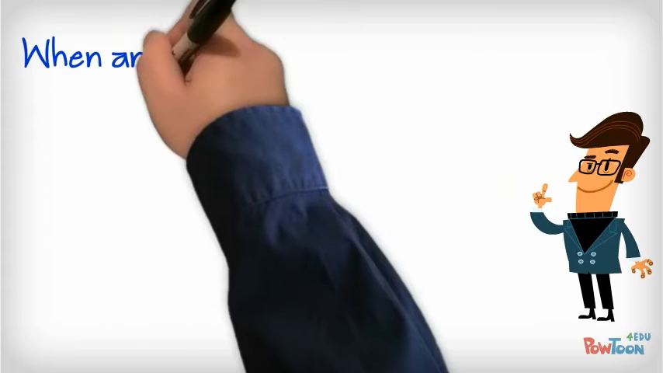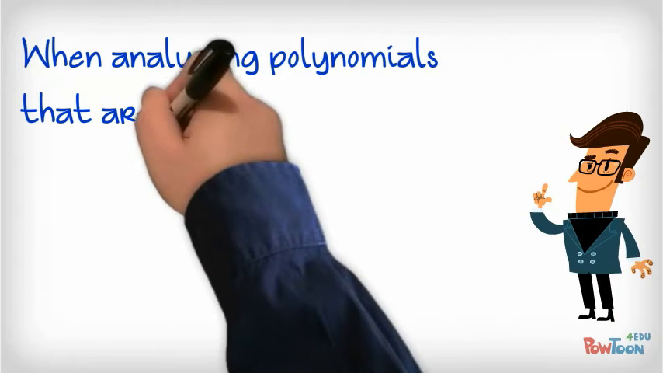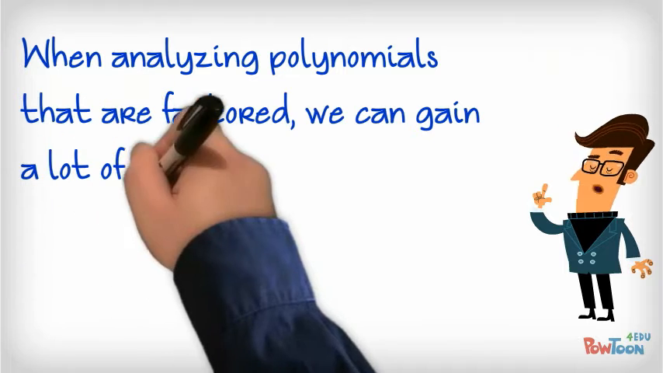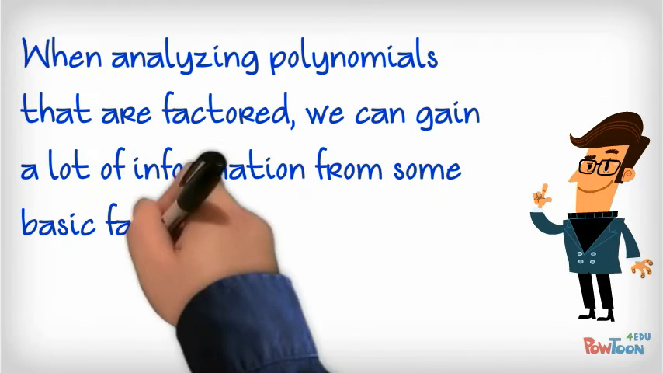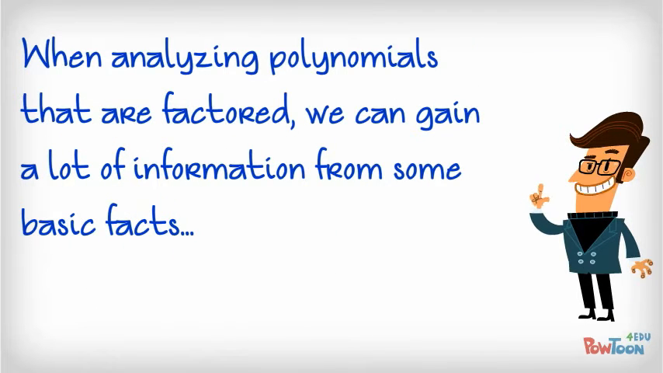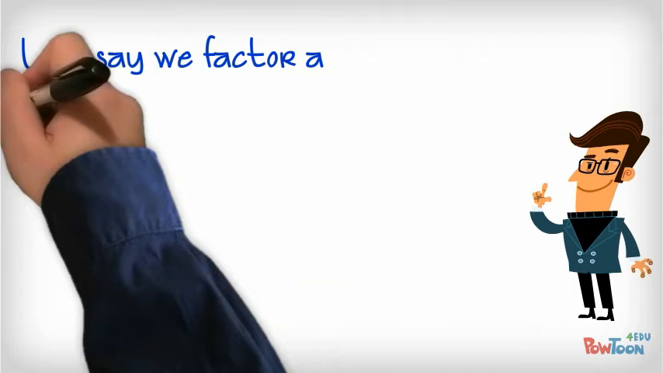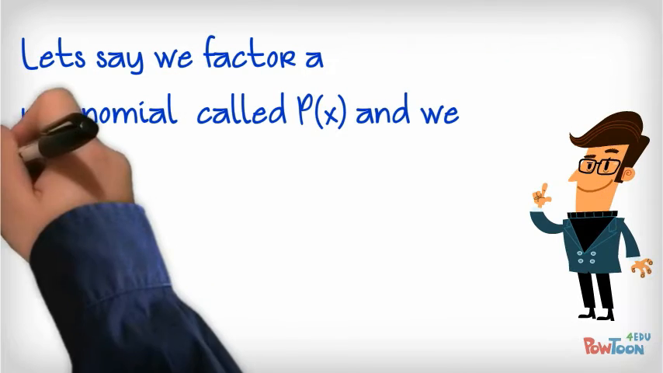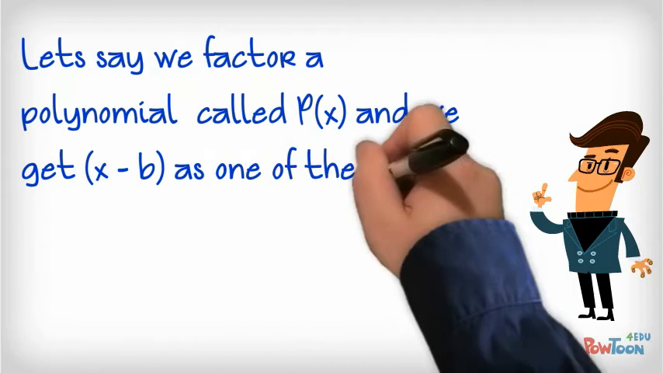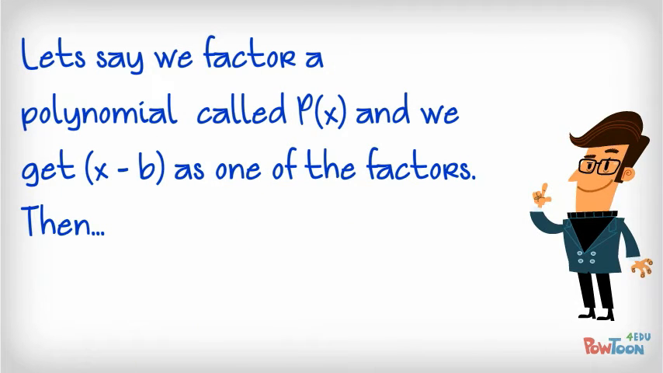When you're analyzing polynomials that are factored, you can get a lot of information from a couple basic things that you see. For example, if x minus b is a factor, then we can find out all sorts of stuff using the number b, where b can be any number.